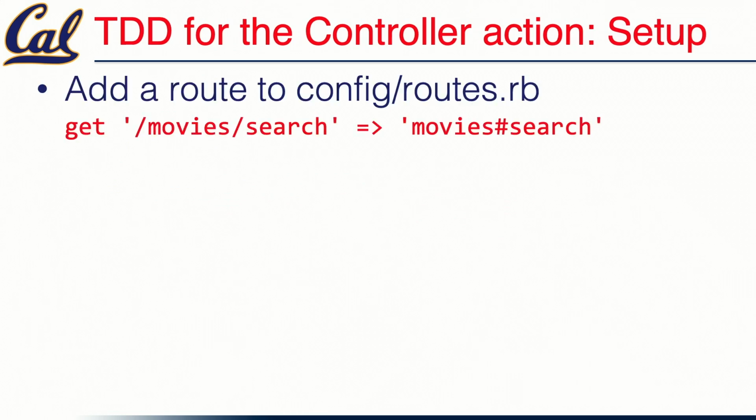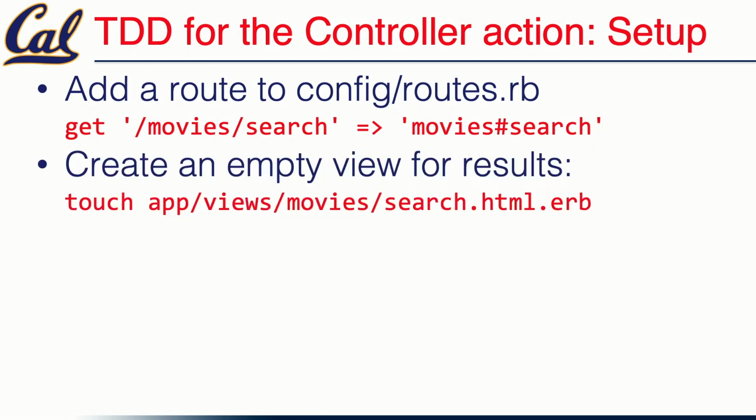So how do we set this up? Well, let's see. We've got to do some basic housekeeping. We need a new route in routes.rb, but we sort of knew how to do that. We're going to say that there's a new view that we're going to use for displaying the results of the search. We know how to do that. We'll just create an empty file for now.